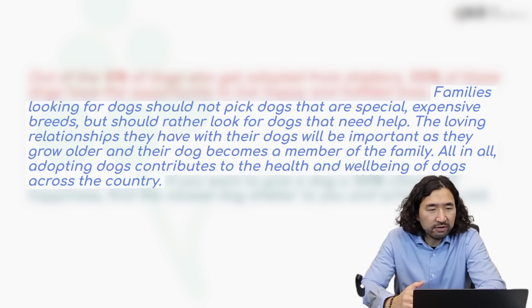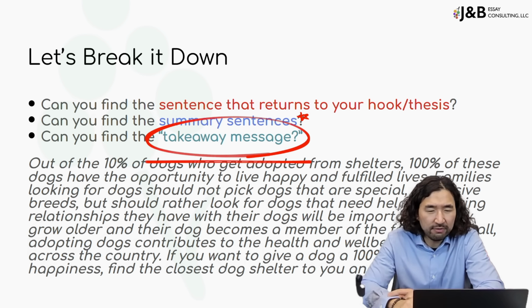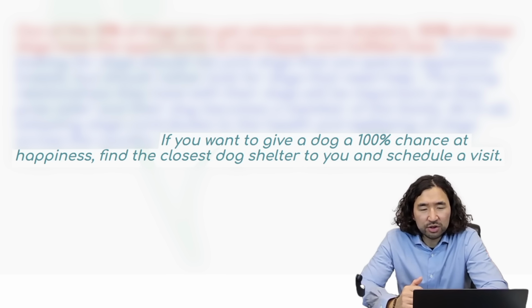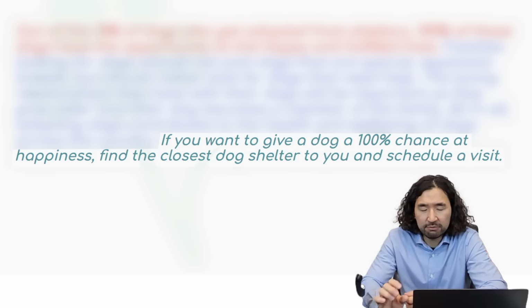Families looking for dogs should not pick dogs that are special, expensive breeds, but should rather look for dogs that need help. The loving relationships they have with their dogs will be important as they grow older and their dog becomes a member of the family. All in all, adopting dogs contributes to the health and well-being of dogs across the country. Lastly, we have a last punchline, the takeaway message, at the end of your conclusion paragraph. If you want to give a 100% chance of happiness, find the closest dog shelter to you and schedule a visit. So that's the kind of punchline right there.